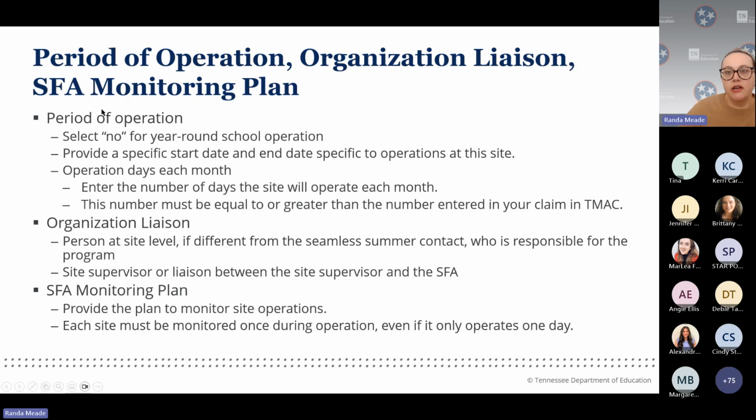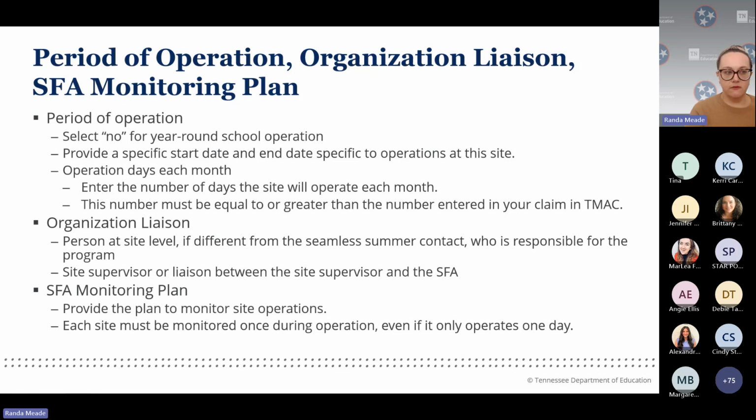For the period of operation, you're going to select no for a year-round school operation. You need to provide a specific start and end date for the operations at this site. Your operation days each month, you're going to enter the number of days the site will operate. This number must be equal to or greater than the number of operating days in your claim in TMAC.